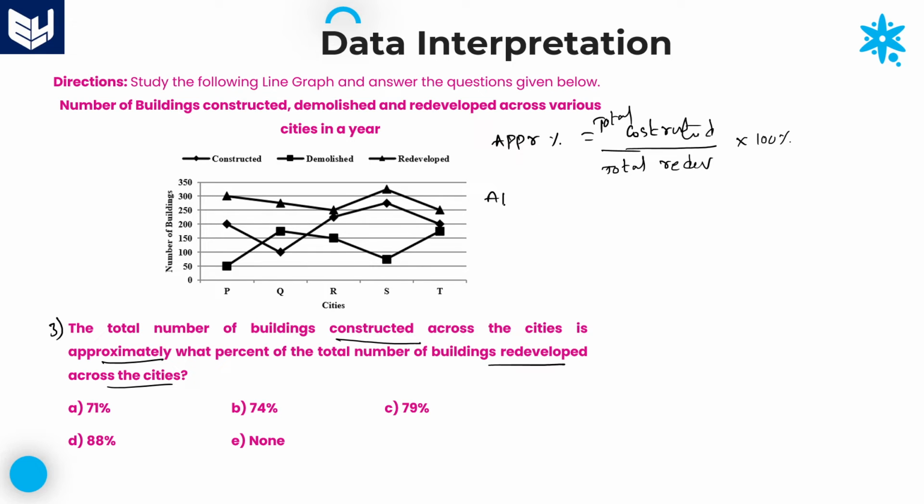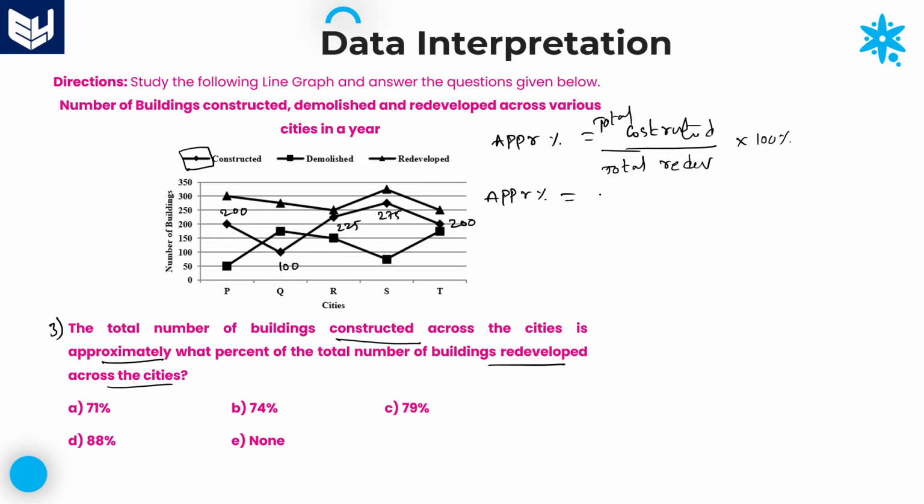First take the values, add them, and then calculate the required approximate percentage. As we don't want the exact answer, according to the options you need to go with approximate calculation. First, the total constructed values, which are indicated with a rhombus shape. Note down all the values. The first value is 200 and next is 100, and the third value, between 200 and 250, is 225. The fourth value, between 250 and 300, is 275, and next value is 200.